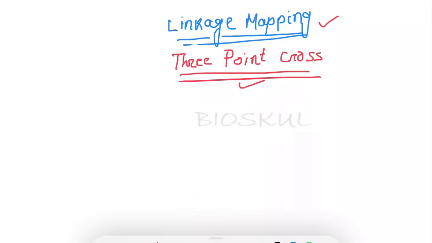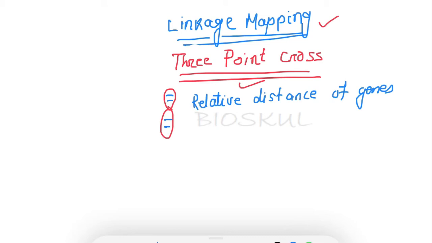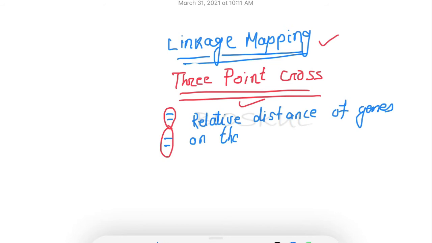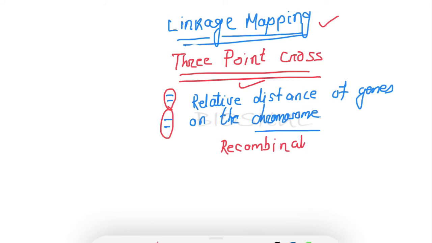Let's begin. So genetic linkage mapping is used to find out the relative distance of genes on a chromosome. Let's say this is a chromosome, and on the chromosome, different genes are present. So the relative distance between the genes is calculated in terms of recombination frequency. So how is the relative distance between the genes calculated? It is calculated in terms of recombination frequency.